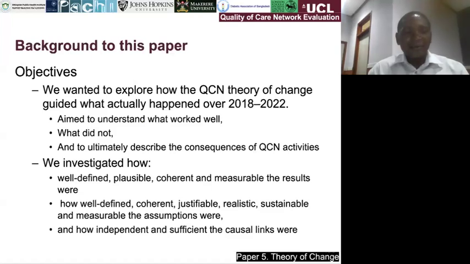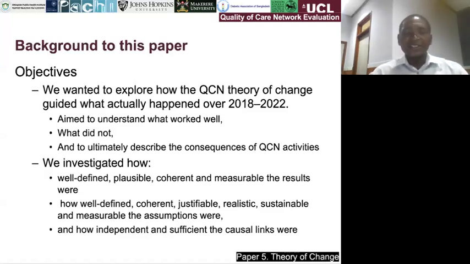So, background to our work, we had two main objectives when we were setting out to do this piece of work. We wanted to explore how the quality of care theory of change actually guided what happened over 2018 to 2022, to understand what really worked well, what didn't, and ultimately describe the consequences of QCN activities. We investigated how well-defined, plausible, coherent, and measurable the results were, and also looked at how well-defined, coherent, justifiable, realistic, sustainable, and measurable the assumptions were, and also how independent and sufficient the causal links were for the quality of care network to achieve what it intended to achieve.